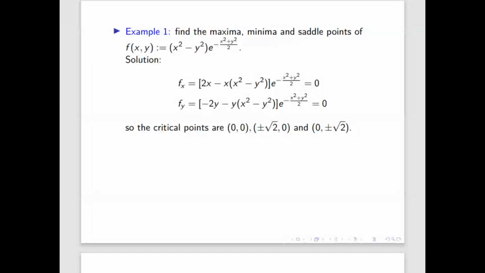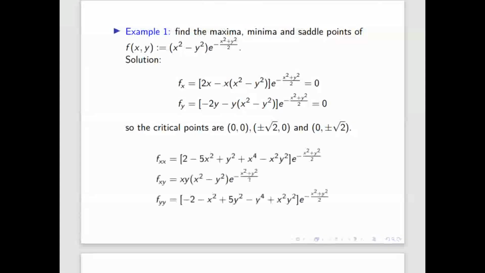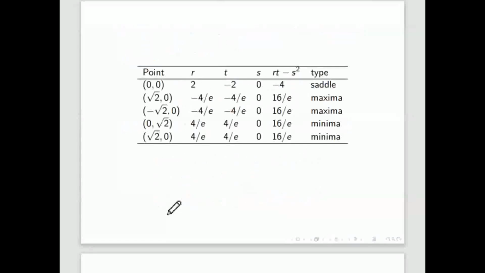So we'll check the double derivative. That means first we'll differentiate fx again with respect to x, and we get this as r, this as s, and this as t. We'll calculate these at the point (0, 0) and the other points. Then we'll apply the second derivative test, that is rt minus s square.